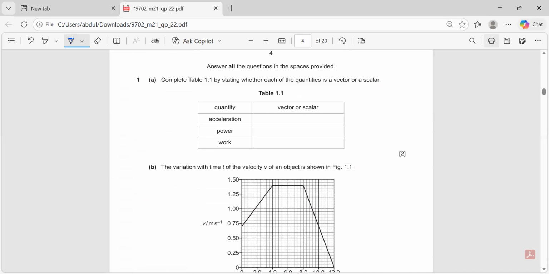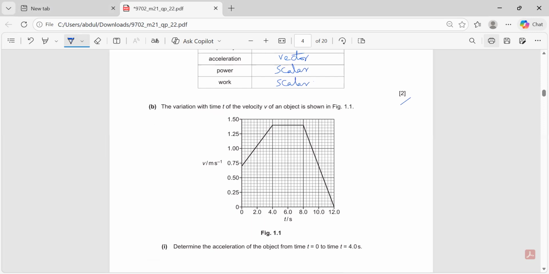Structured question, and yes. Answer all the questions in the space provided. So complete table 1 by stating whether each of the quantities is a vector or a scalar. So vector has both magnitude and direction, whereas scalar has only magnitude, size, for its complete description. Acceleration is, my dear friends, a vector. So I will be writing here vector. Power, only magnitude, no particular direction, scalar. Work is also scalar, only having size. So no need to think a lot, and 2 marks you will be completing in hardly 10 seconds.